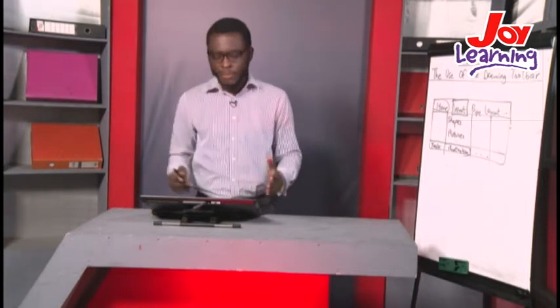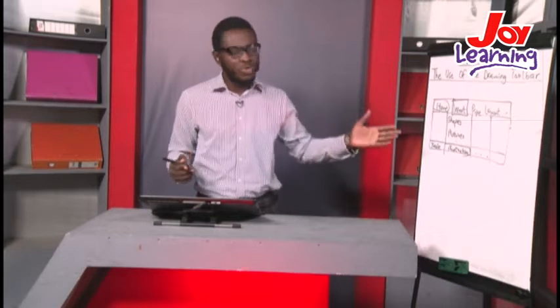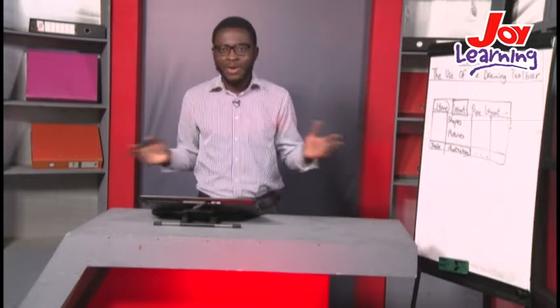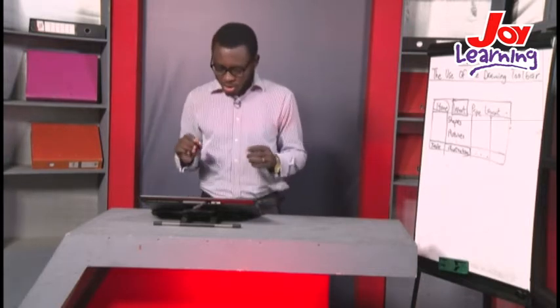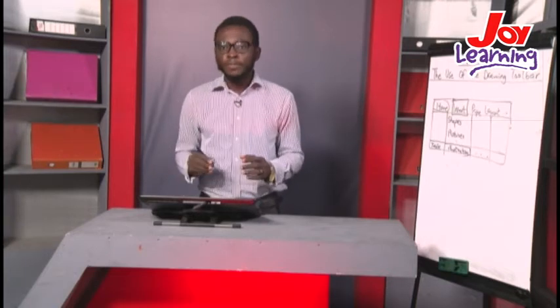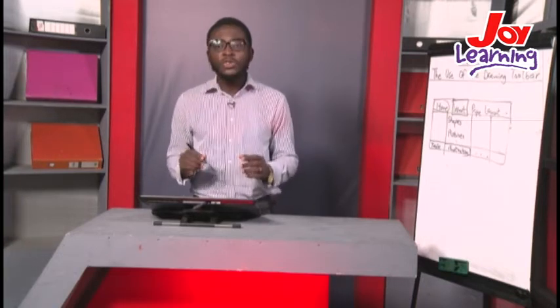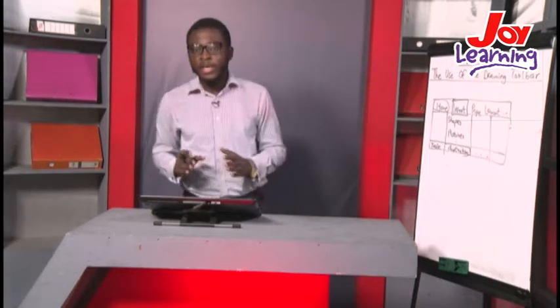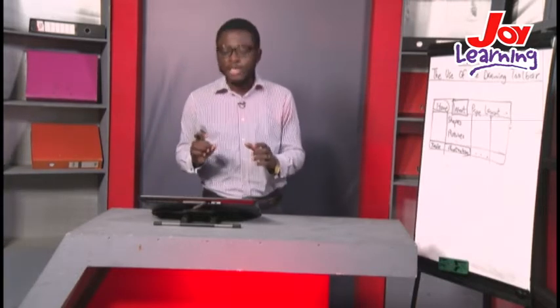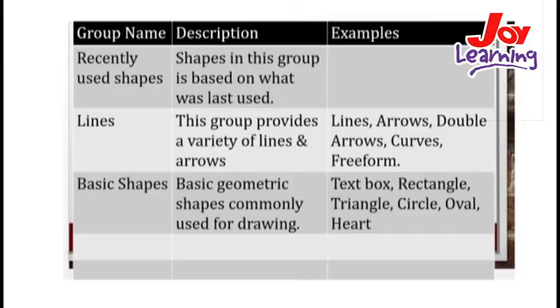Recently used shapes: maybe you just drew a rectangle or a star or anything. That will be under the Recently Used Shapes. The shapes in this group are based on what was last used. So if you just used a rectangle or a star, you will see the rectangle and the star as the examples there, because those were the tools that were recently used.